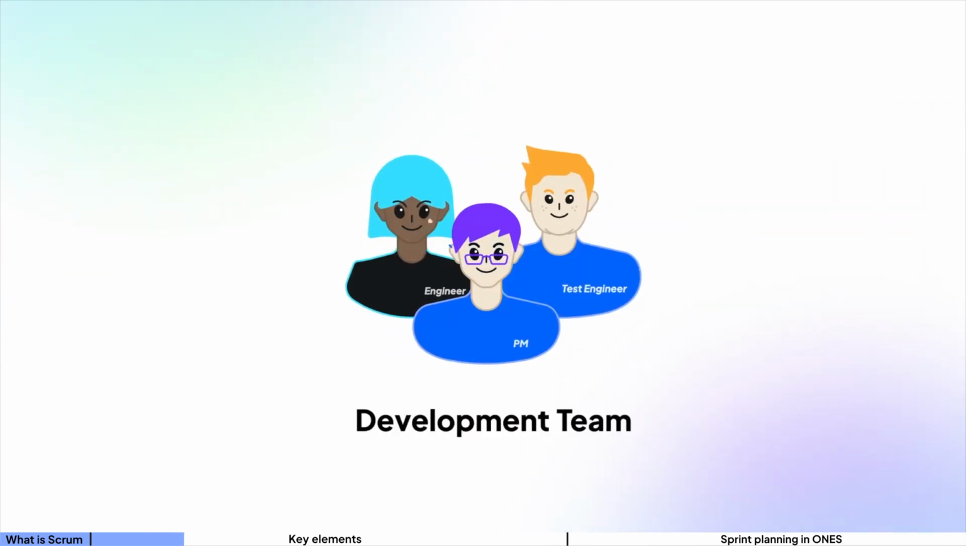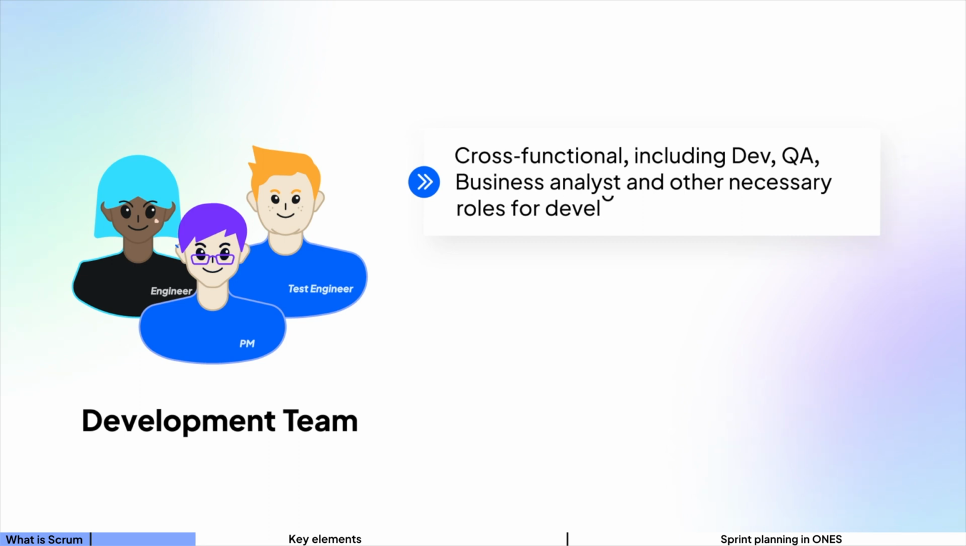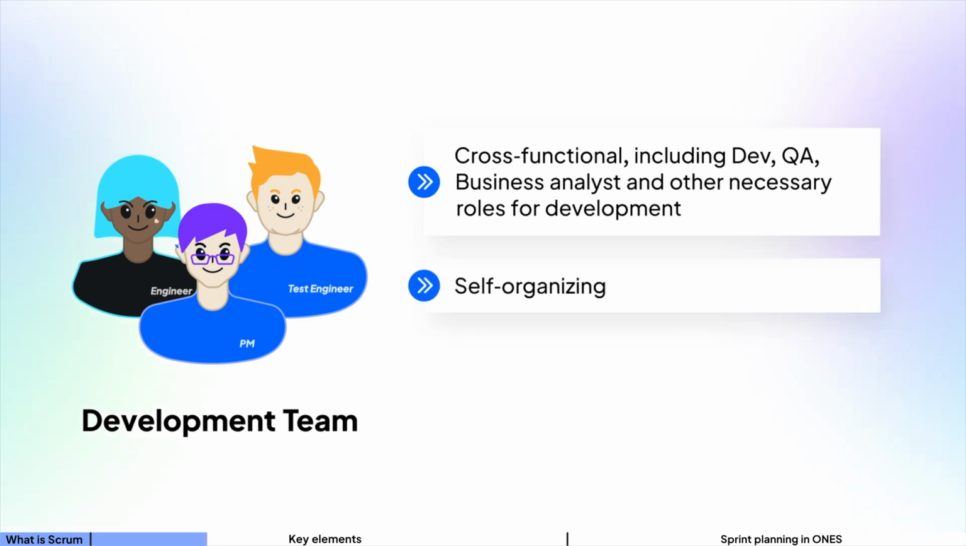The third role is the development team. Accountable for delivery, they are cross-functional, including dev, QA, business analyst, and other necessary roles for development. They are self-organizing. They don't rely on others to make decisions. They are small-sized. Usually there are 5 to 9 members in a development team.